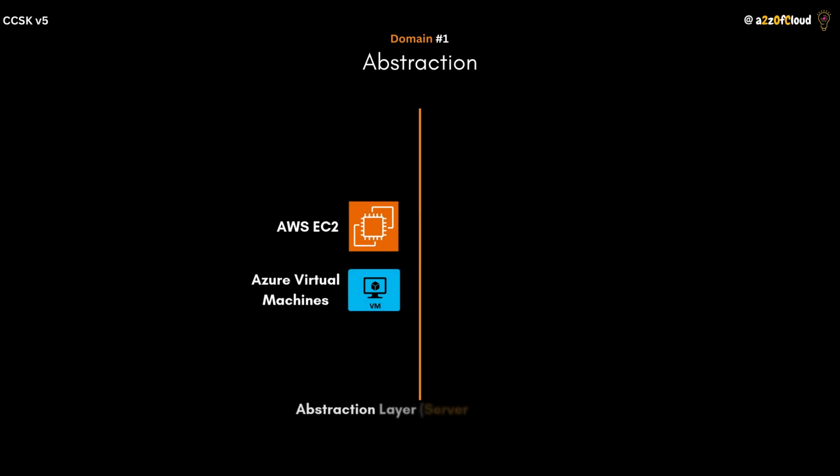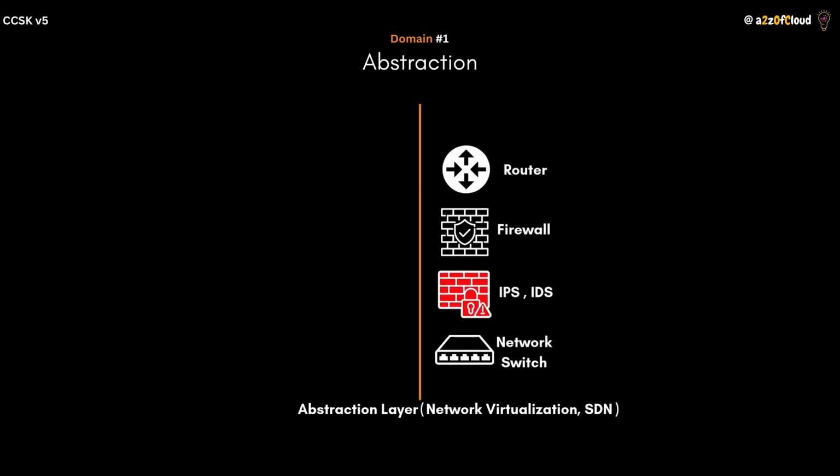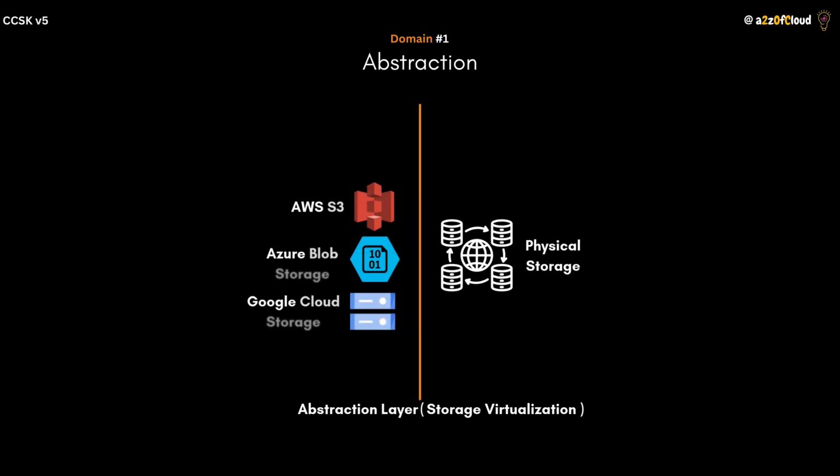Examples of abstraction are AWS EC2 and Azure Virtual Machines, which abstract the underlying hardware, letting users run their operating systems and applications without worrying about physical servers. Network virtualization, software-defined networking, SDN, abstracts physical networking hardware, allowing flexible and programmable networking configurations. Storage virtualization abstracts physical storage into logical storage pools, which are easier to manage and scale.